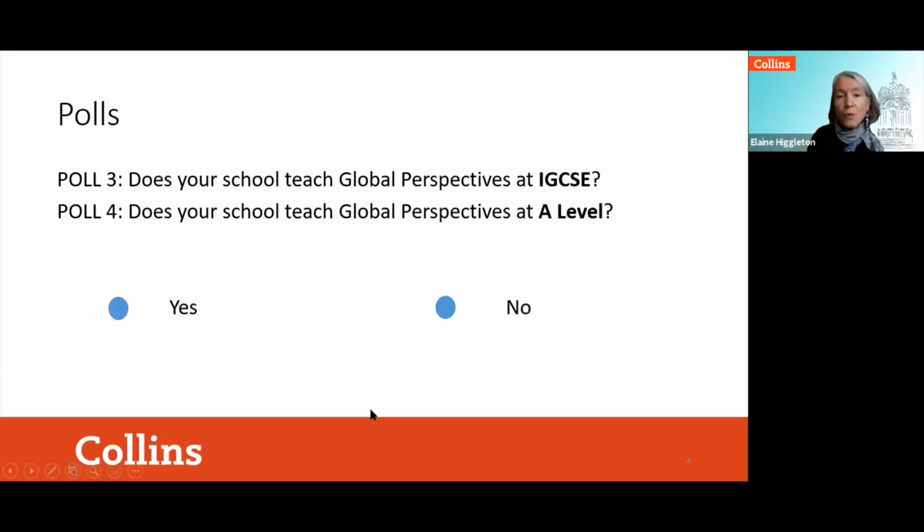So we're now going to come on to our next two questions, which is, does your school teach global perspectives at IGCSE, and does your school teach global perspectives at A level? And again, it's a simple yes or no. Okay, I'll leave it up there for a few more seconds. Do get voting. This is quite an interesting difference to the first question we asked.